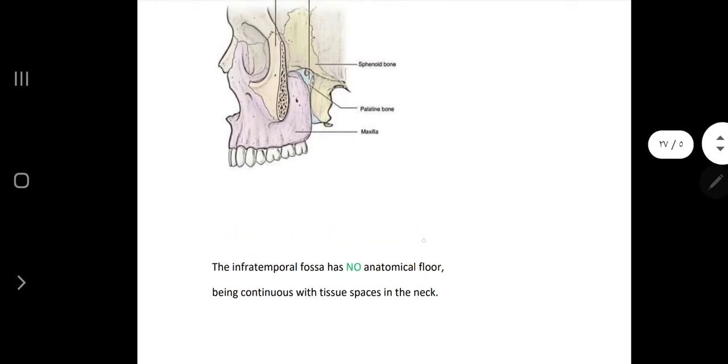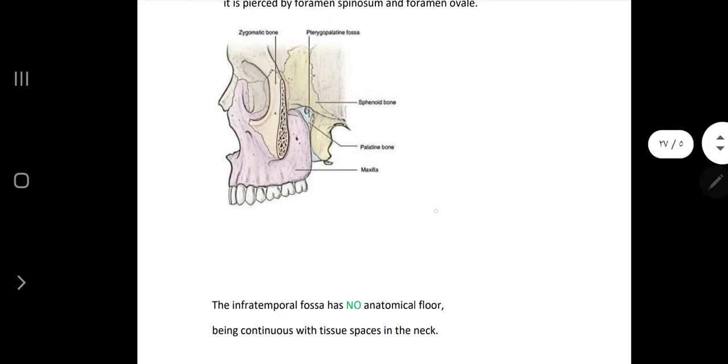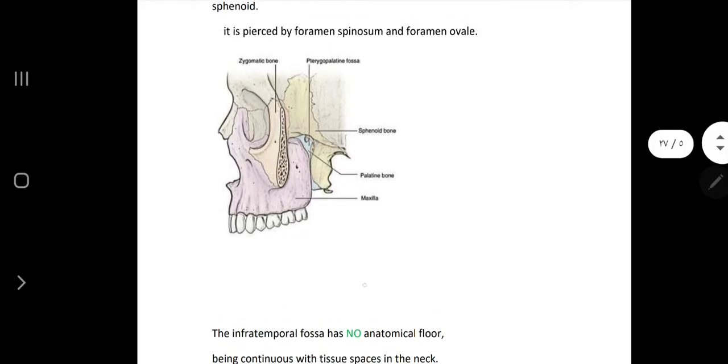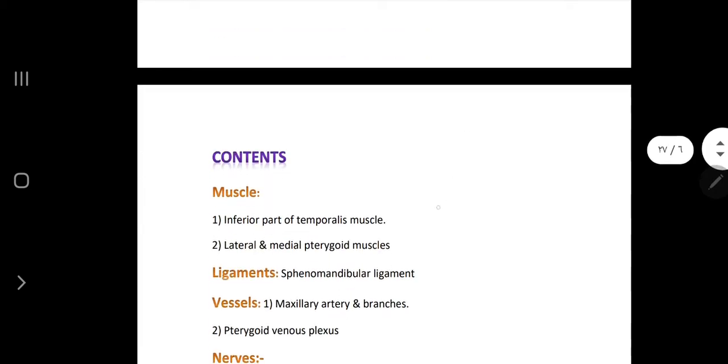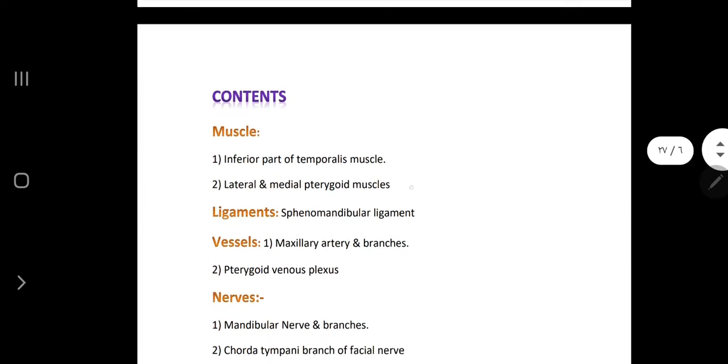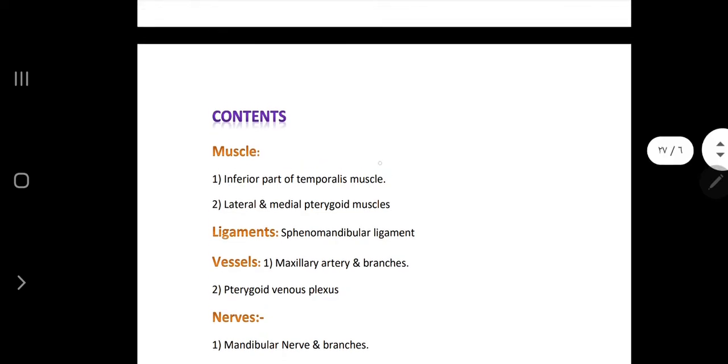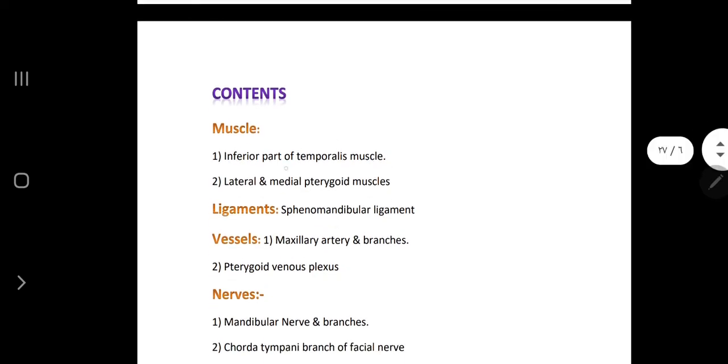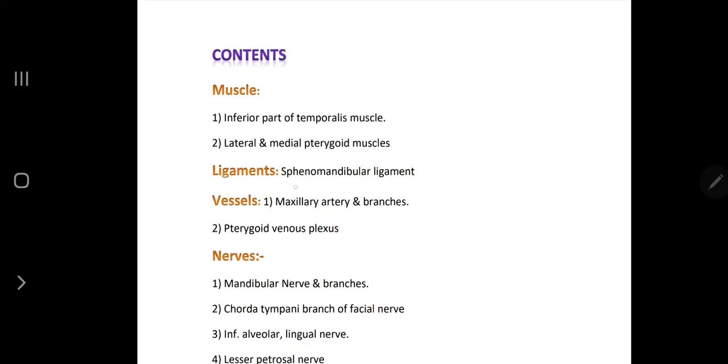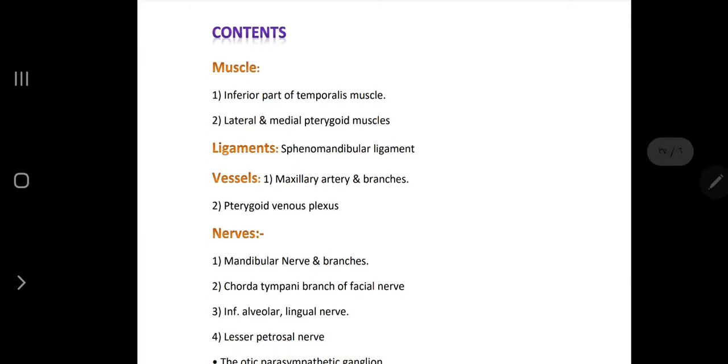أما بالنسبة للفلور، there is no anatomic floor for the infratemporal fossa. نحكي هسه على contents مال infratemporal fossa. تحتوي أول شي على muscles، inferior part of temporalis muscles، lateral and medial pterygoid muscles. تحتوي على ligament اللي هي sphenomandibular ligament، vessels متمثلة بالmaxillary artery and the branch والpterygoid venous plexus.